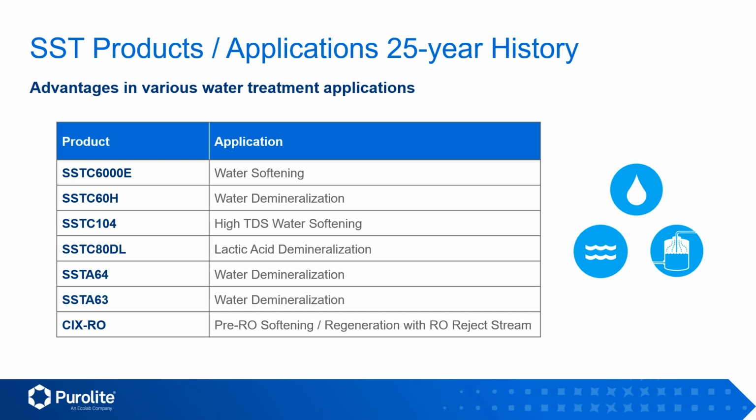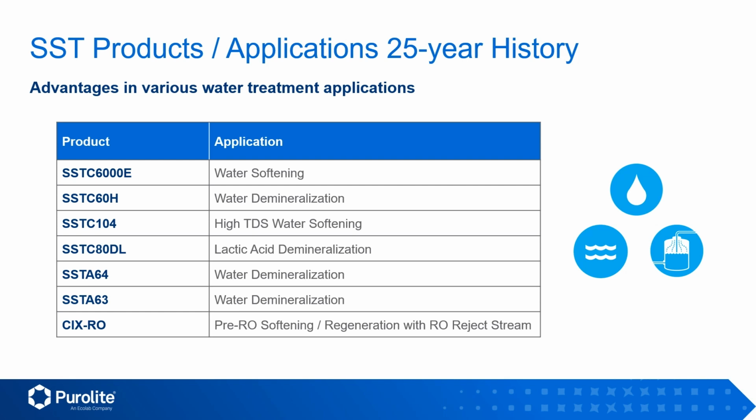In lactic acid demineralization, cation removal from the lactic acid on a strong acid cation resin competes with the hydrogen ions associated with the lactic acid. The shell of the SST C80C is highly regenerated and thus produces lower leakage.